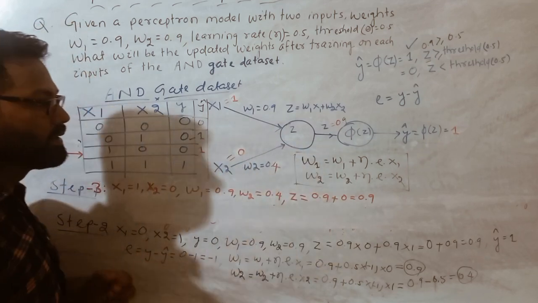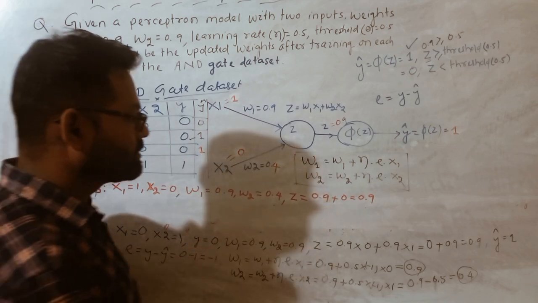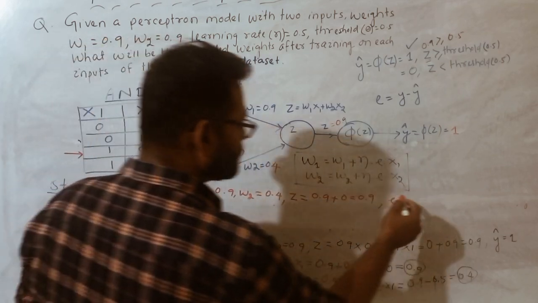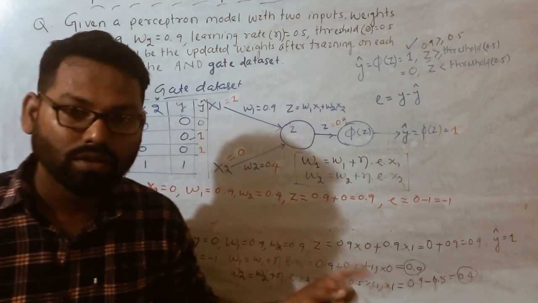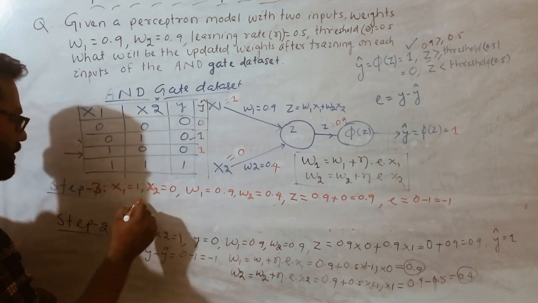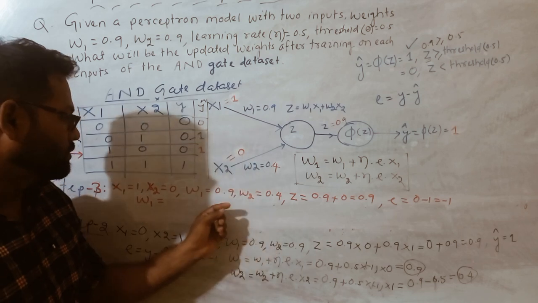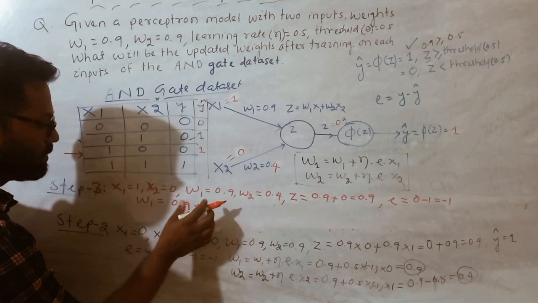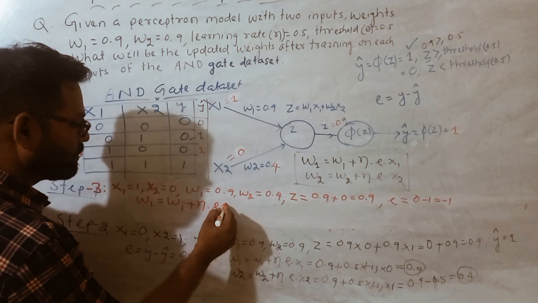In the third case also it is predicted as 1. But what is the real output? 0. What is the predicted output? 1. So the error persists. What is my error? Error equals y minus y cap, that is 0 minus 1, which is equal to minus 1. Error is coming, which means you have to update the weights. So how to update the weights? My new W1 is W1, the old 0.9, plus eta into error into x1.